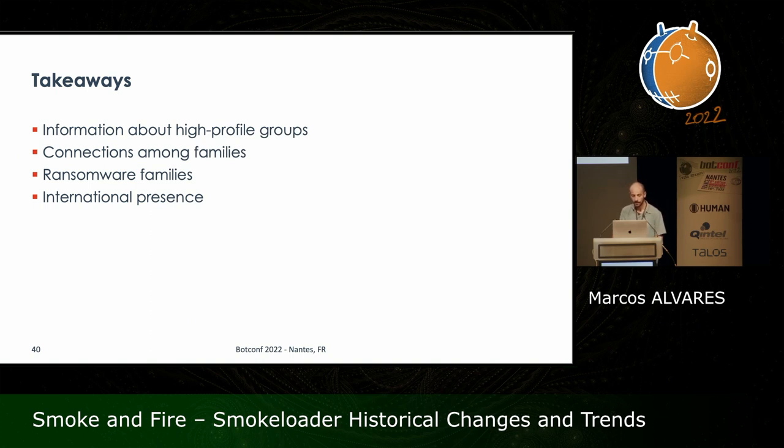And now some takeaways. The first one is that we can collect information on high profile groups, their distribution scheme, observing their geofencing setup and what kind of targets they are interested in. The second one is that we can build up connections among families sharing the same distribution method, like we saw in the ISFB and Silent Night example. We can also see Smokeloader being increasingly used by ransomware families to triage potential targets, like Avaddon, Ragnar, and LockBit.